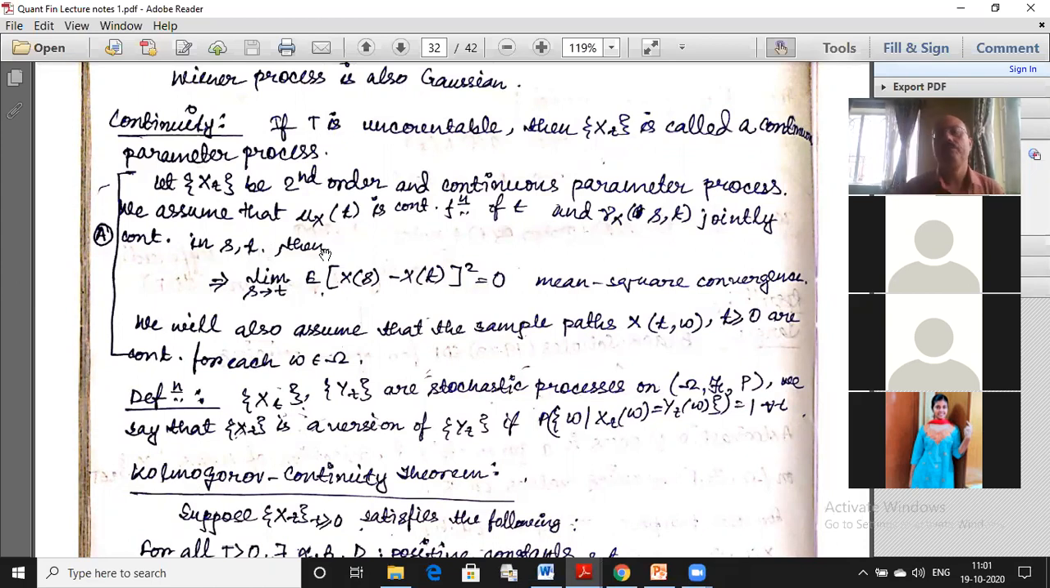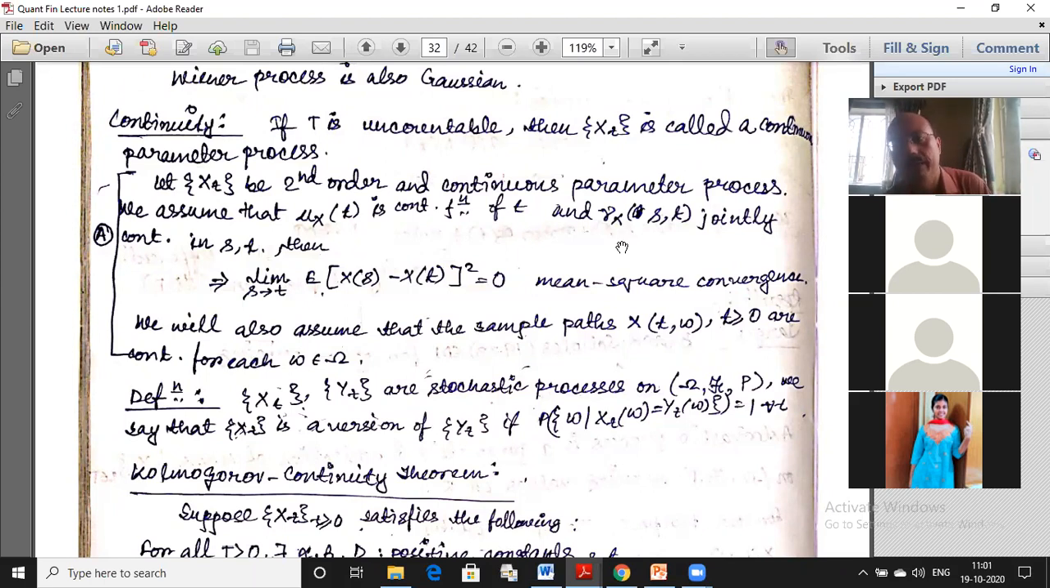Now I want to focus on some more assumptions or some more properties which will make our study of this process easier. So I make a second definition. Let Xt be a second order and continuous parameter process. Second order means variance is finite for all t. We assume in addition that the mean function mu X is a continuous function of t, and the covariance function gamma X(s,t) is jointly continuous in s and t.